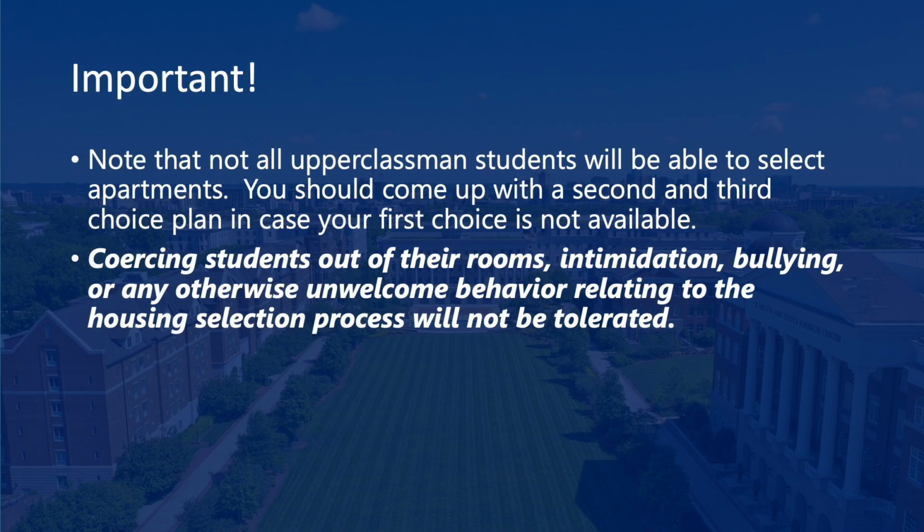Please note that with almost 4,000 students living on campus, it is impossible to accommodate the living requests of every student. With that being said, please anticipate not getting your first choice of living arrangements. Please make sure to have backup plans. Additionally, Residence Life will absolutely not tolerate coercion, intimidation, bullying, or any otherwise unwelcome behavior relating to the housing selection process. Any report of such can result in immediate loss of campus housing privileges.